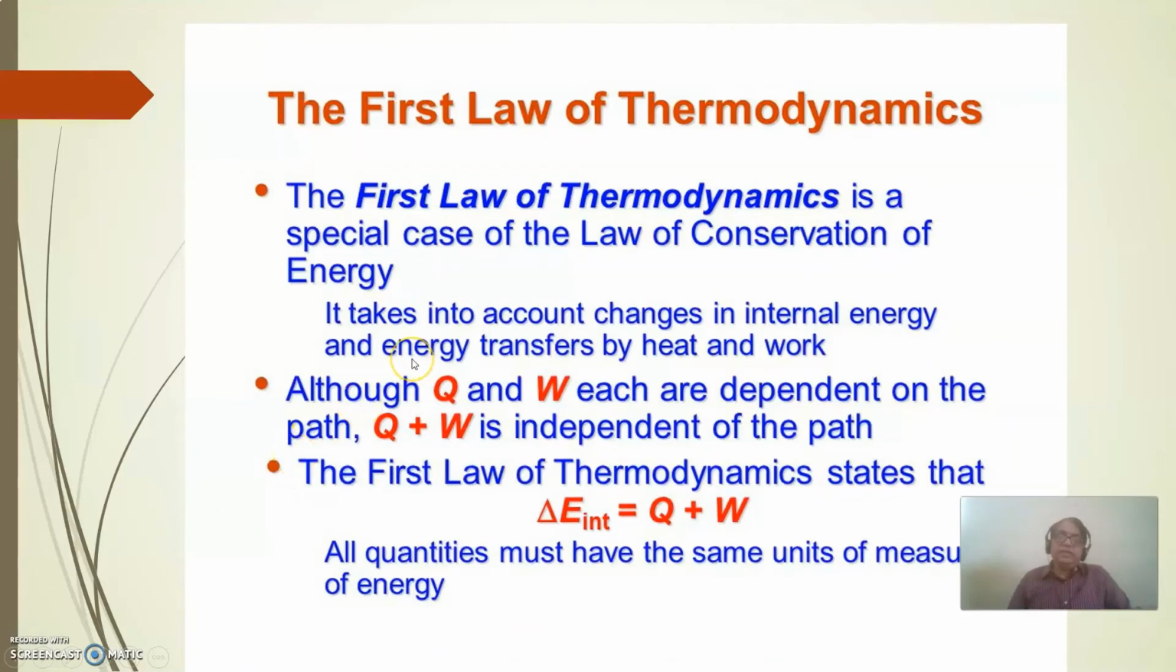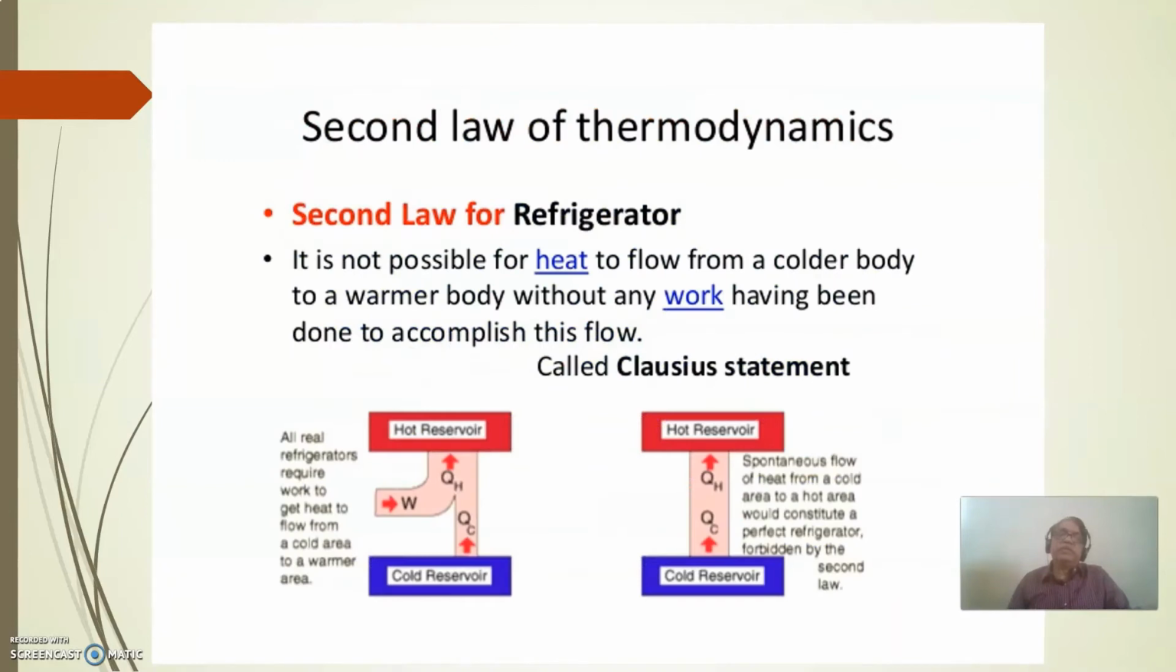After studying the first law of thermodynamics, we will go for the second law of thermodynamics. It states that it is impossible for heat to flow from a colder body to a warmer body without any work having been done to accomplish this flow. This is called the Clausius statement.